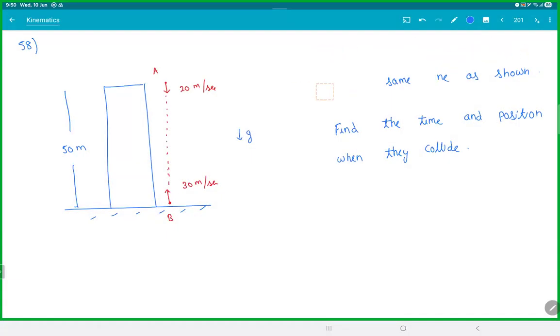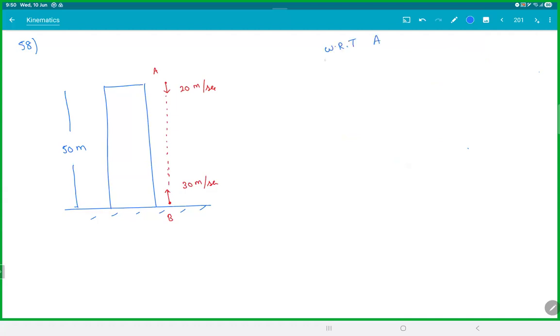So listen to this. Step one, choose any observer. I can take B or I can take A. It doesn't matter, you can stop any one. So let's stop A. With respect to A, remember, gravity is also there. So what we do, we have to put 20 upward, 20 upward. Gravity g and gravity g.